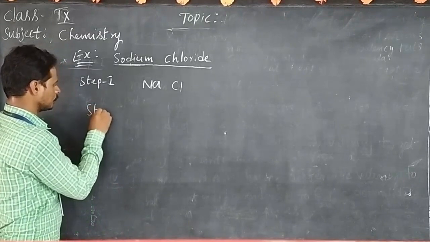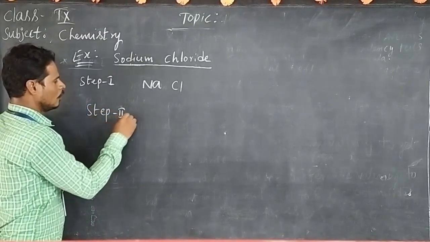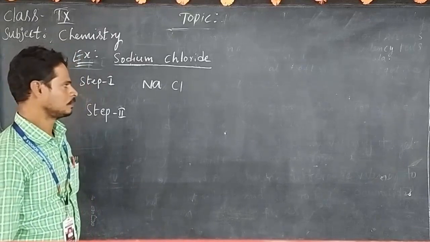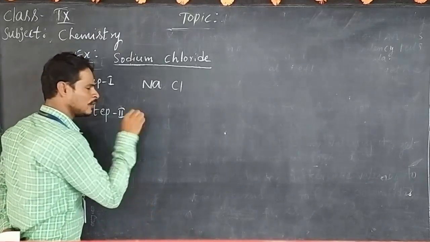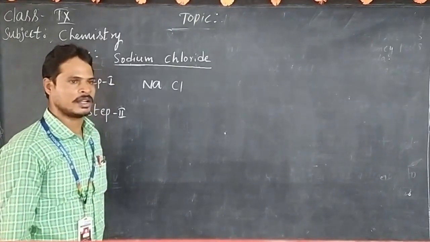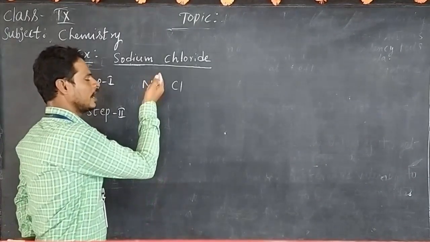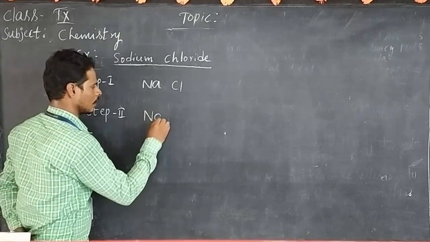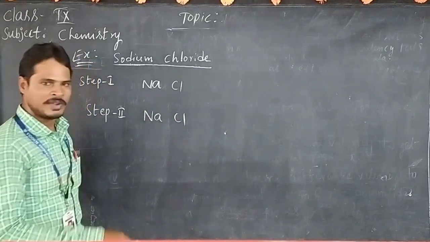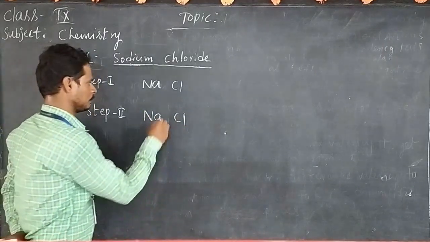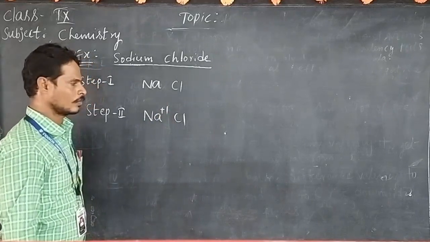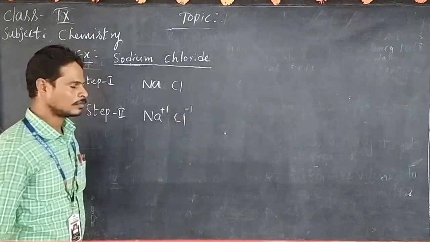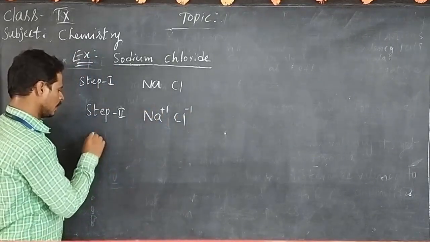Step 2 what? Put the valency of cation and anion. Where should we keep the valency of cation and anion? On the top right-hand side of the cation and the anion. Example. What is the valence of sodium? +1. What is the valence of chlorine? -1. So step 2 is over. Step 3.